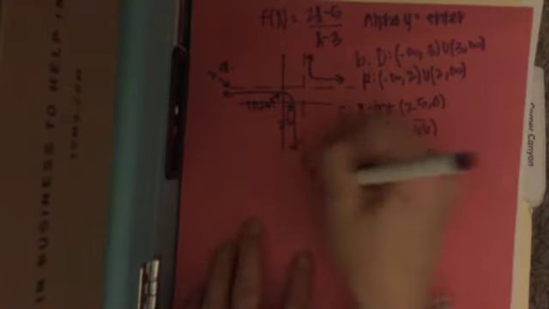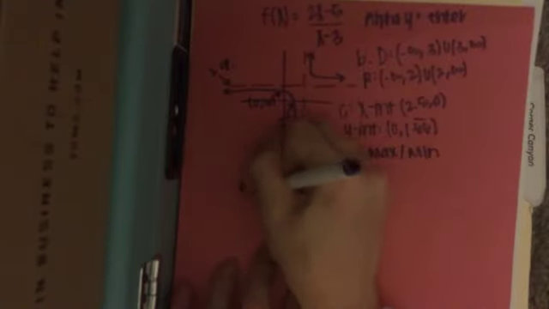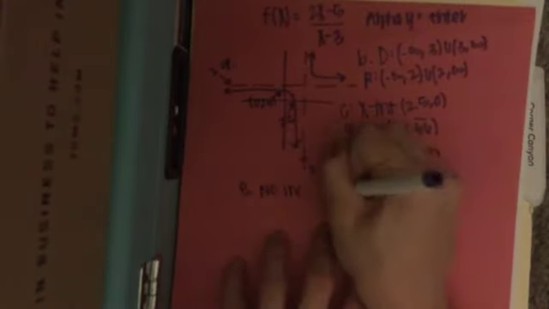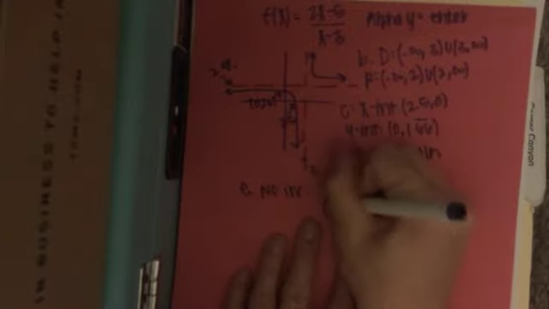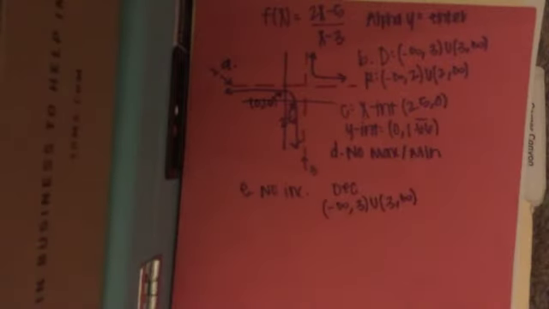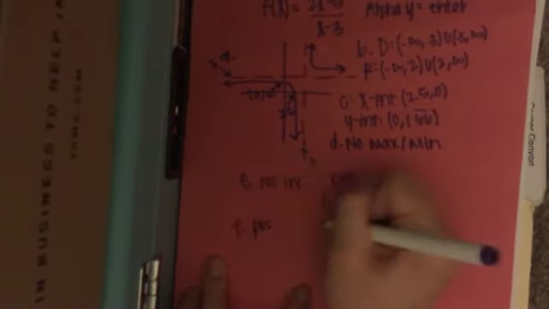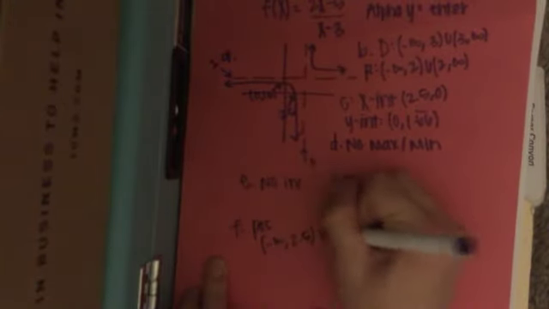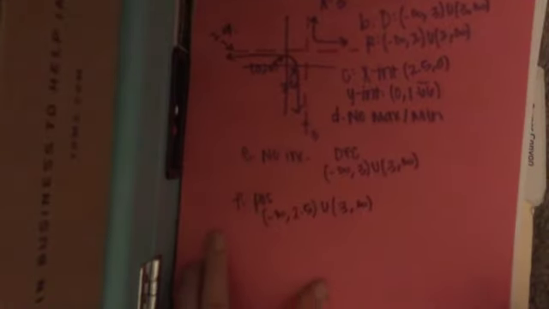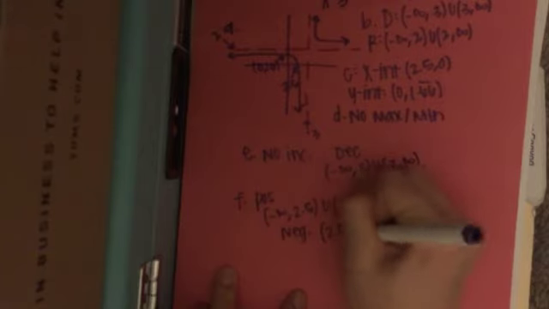Increasing and decreasing. So this is never increasing, we're just going down forever, so there's no increasing. And this is decreasing from negative infinity to 3, and then from 3 to infinity. Positive and negative. So this is positive from negative infinity to 2.5, and then from 3 to infinity. And it is negative from 2.5 to 3.